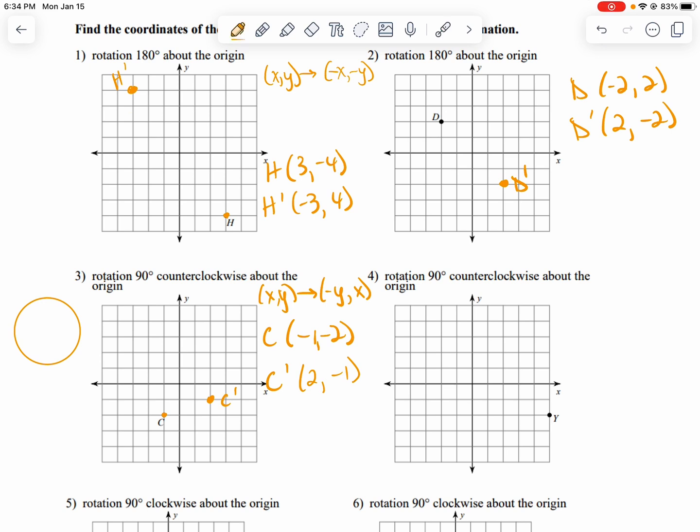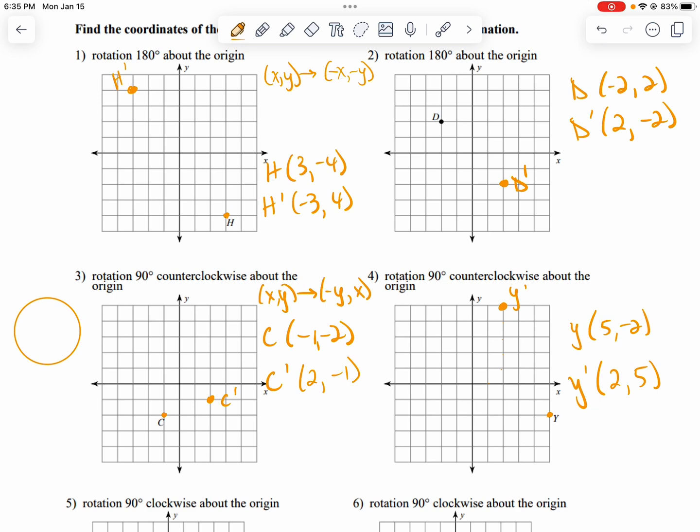Okay, so over here for number 4, again, we want to go 90 degrees counterclockwise, so we're going to use this rule right here. My pre-image is Y. The coordinates of Y are (5, -2). So then Y prime, we're going to take the opposite of y, so (2, 5). So Y prime is going to be up here.